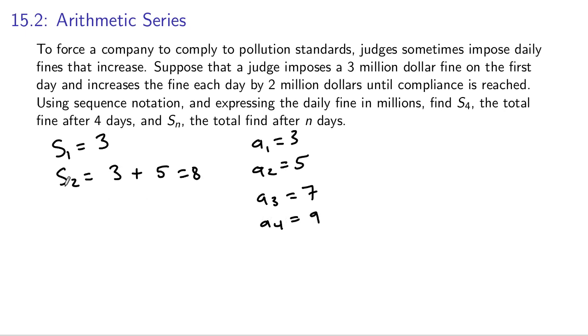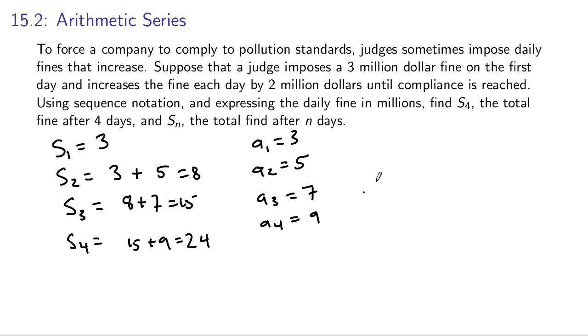Okay, but what we're interested in is the total sum on each day, because we had to pay the 3 million and the 5 million and the 7 million on day 3. So day 3, it's day 2 plus 7, 15 million, and day 4 we would have the 15 from day 3 plus 9 more million, which is $24 million.